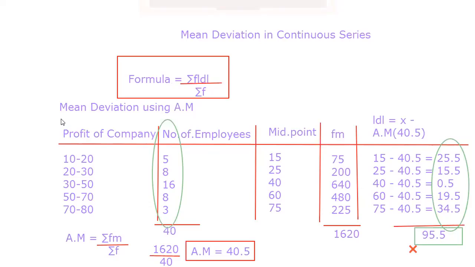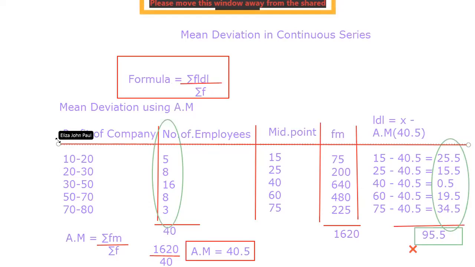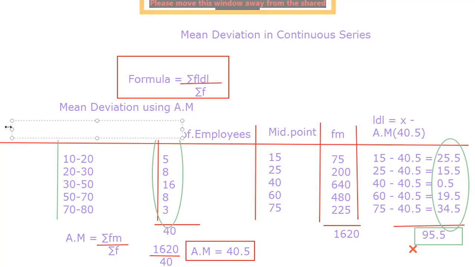Now we are going to find sigma f deviation. Can I make it on the left hand side since there is no space? Can you all follow? Yes, sir. Is there any doubt? No, sir. Okay. So this is our sigma, f into deviation, or deviation into f.